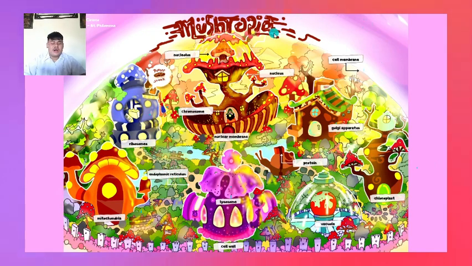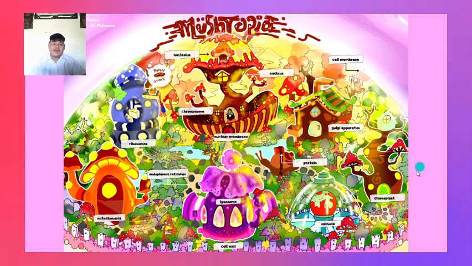So next are the center of all attractions. So here is the nucleus. The nucleus is also called the kingdom in Mushtopia. Then the next one is the Great Wall, which represents the nuclear membrane. And the third one is the machinery, which represents the nucleolus. And the last one is King Fungus. King Fungus is the chromosomes inside the nucleus.